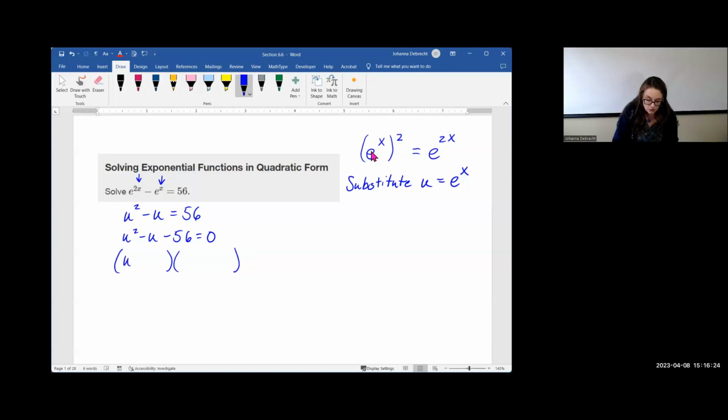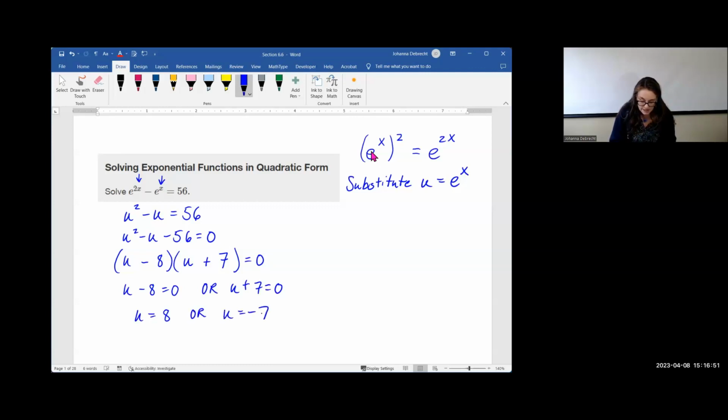So it's got to be u and u to give me u squared. One of them's got to be 8, one's got to be 7. To end up with a negative u, I need a minus 8 and a plus 7. And then I can solve these individually. And this gives me the two possible solutions, that u equals 8 or u equals negative 7.